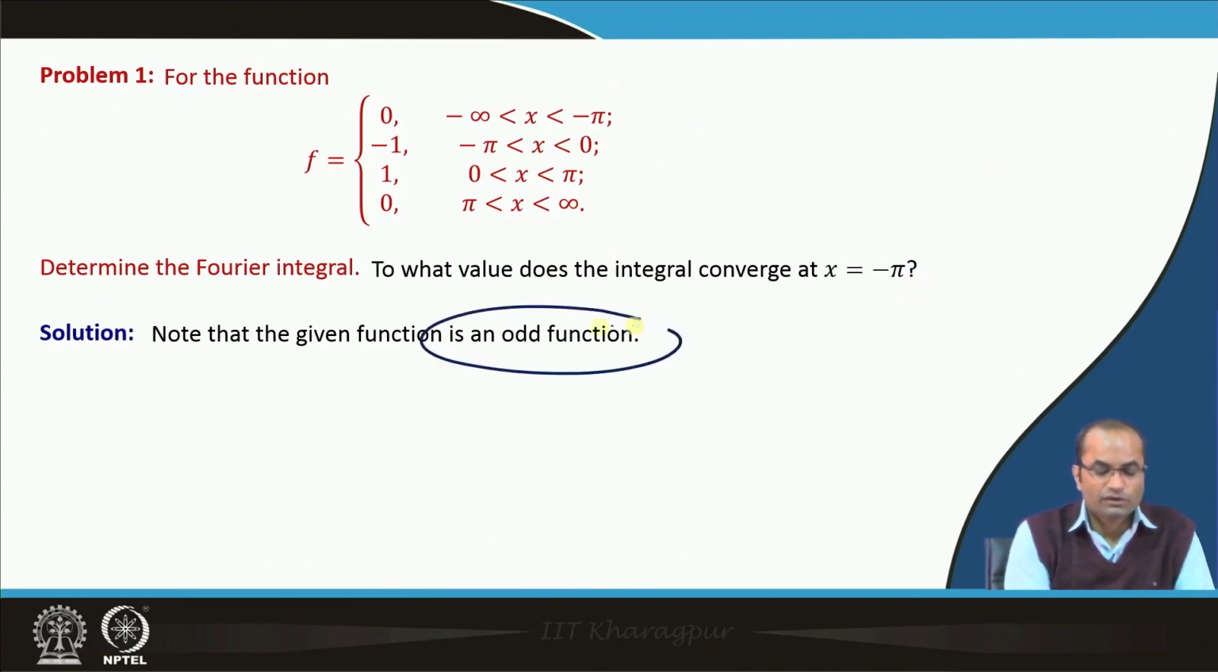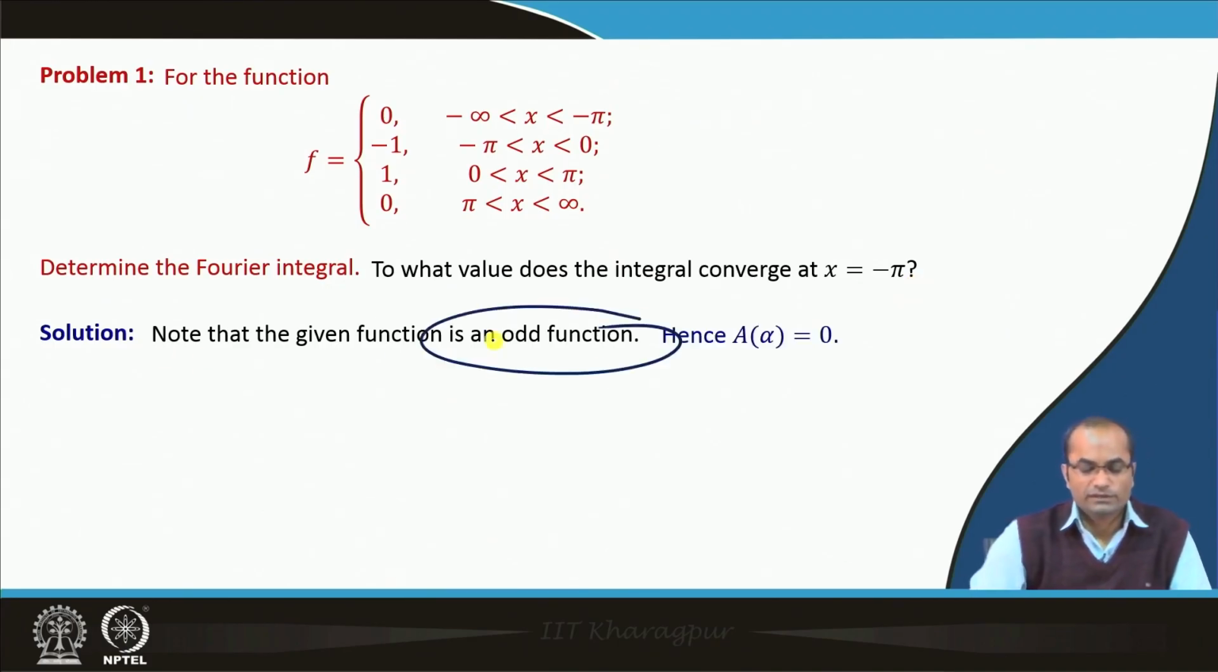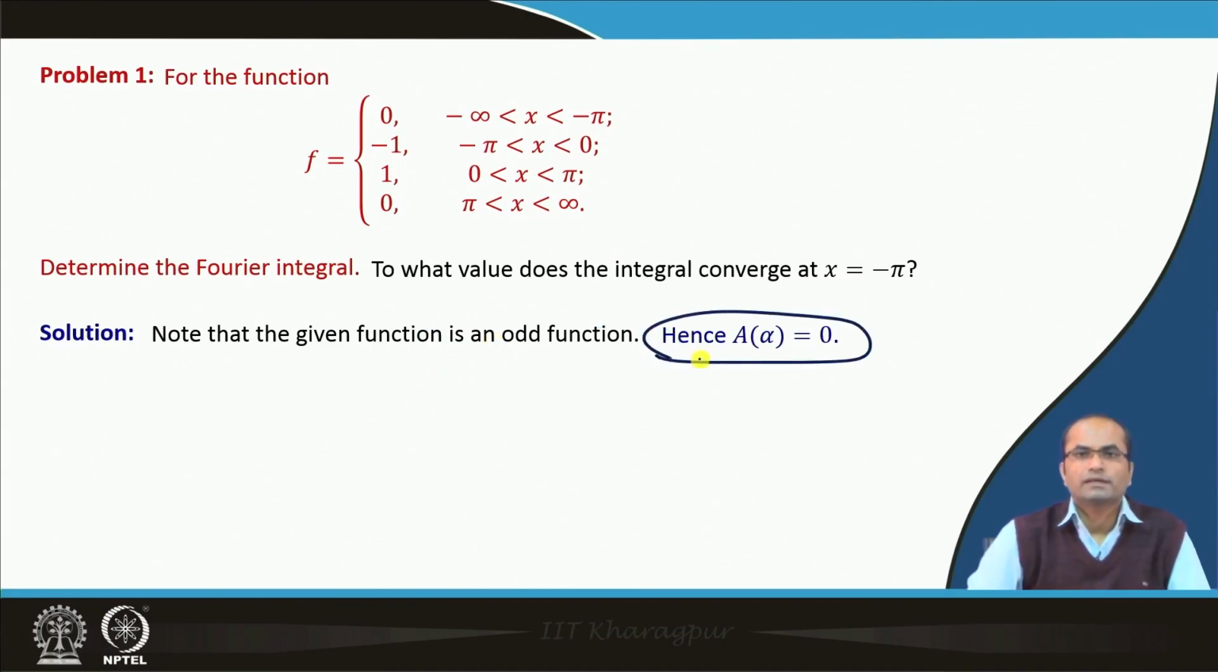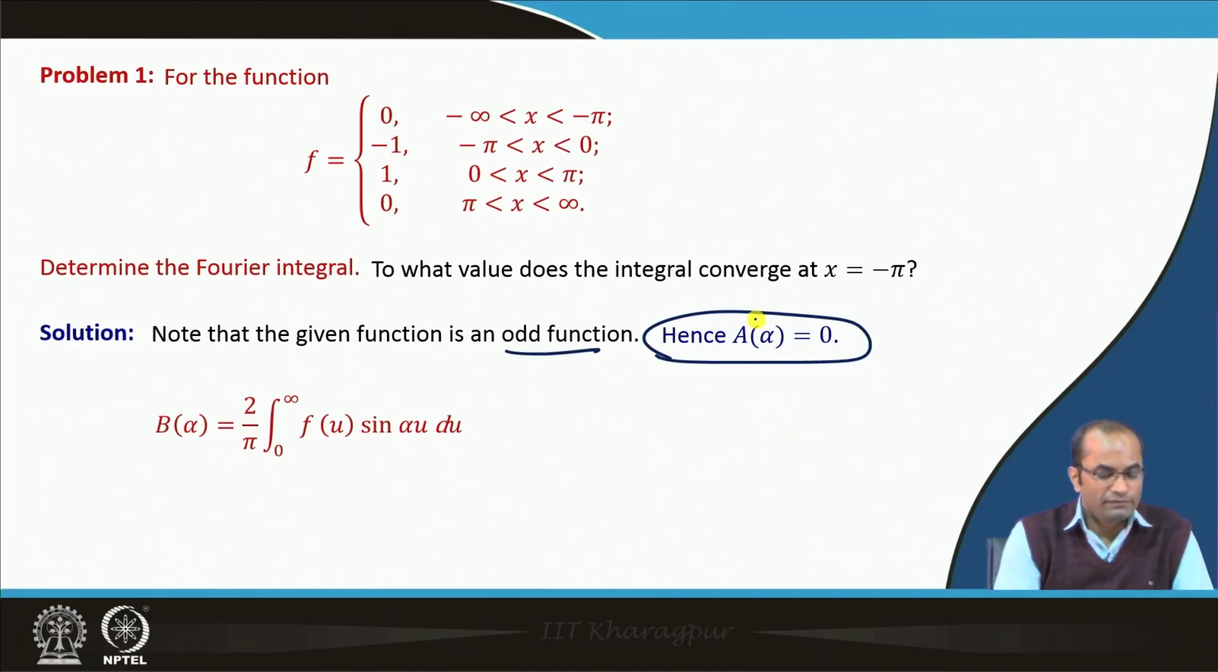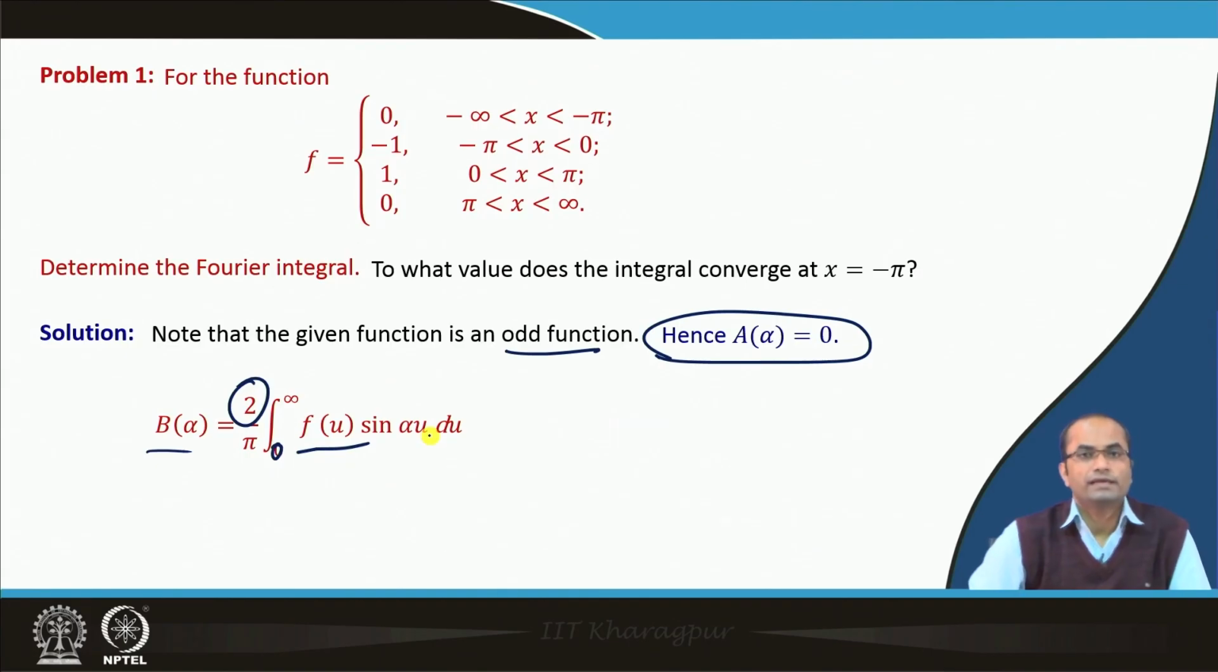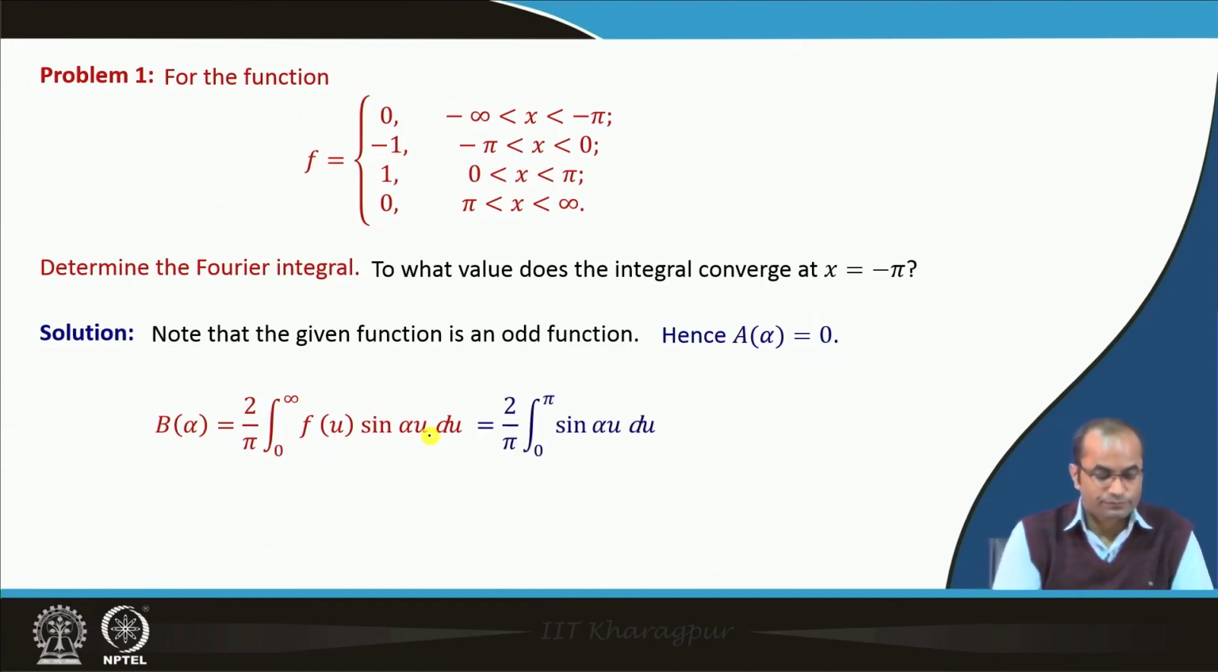The given function is an odd function, which we have already noticed, hence a(alpha) will be 0. That is the automatic calculation here: because of this odd function, a(alpha) will be 0, and b(alpha) we can compute with the help of this integral, which now has 2 over pi and 0 to infinity. So, instead of minus infinity to plus infinity, since the function is odd, we can just compute in this 0 to infinity f(u) sine alpha u.